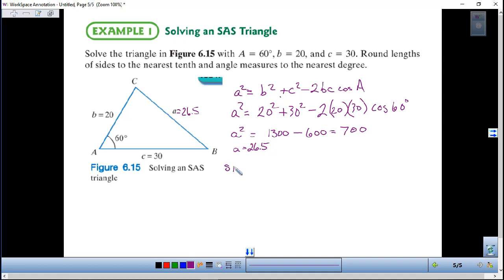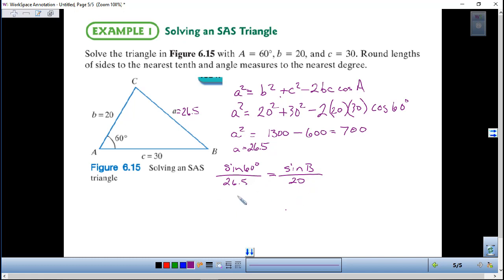So we've got sine of angle A, which is 60, over 26.5 is equal to sine of angle B over 20. Now, once again, remember, the reason I'm solving B is because it's opposite the smaller of the two sides here. So I know it's going to be an acute angle. Don't go by the drawing. The drawings are not always to scale. But opposite the 20 is going to be a smaller angle than the angle opposite the 30 unit side.